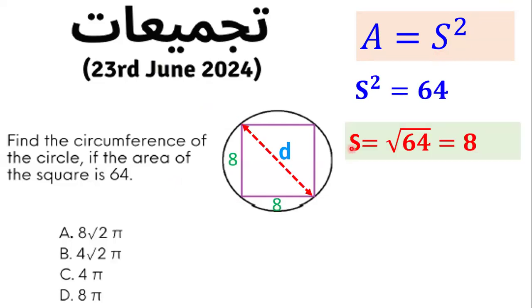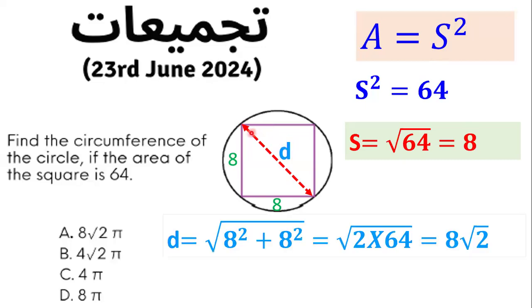Here S will be the square root of 64. When I say S, it means the side of the square. The side of the square is the square root of 64, which is equal to 8. Now we can find the diagonal. This diagonal means the diameter of the circle. We can apply the Pythagoras theorem now. You know Pythagoras theorem? A square plus b square equals c square.